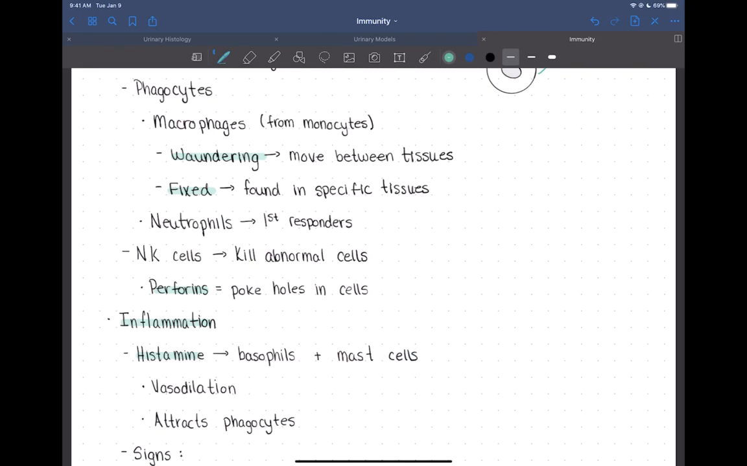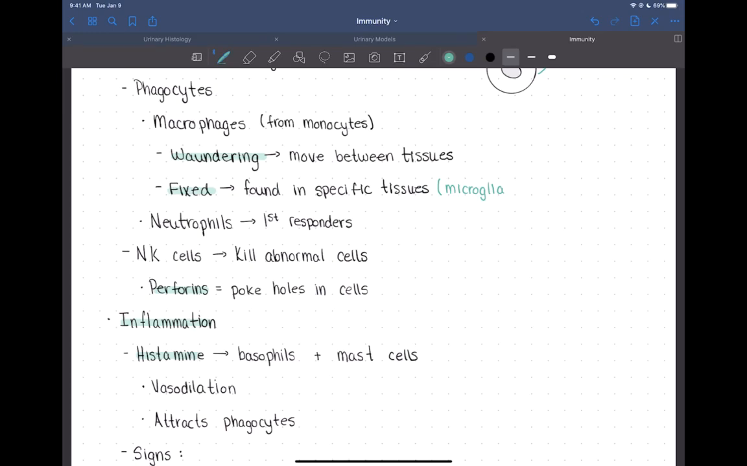And so they can either be wandering, just meaning they traverse throughout the body between different types of tissues, or they can be fixed. Fixed macrophages, generally, just live in a single tissue or organ, and they get a special name. An example you learned about last semester would be microglia, right? Those are the macrophages in the brain. That would be a fixed macrophage.